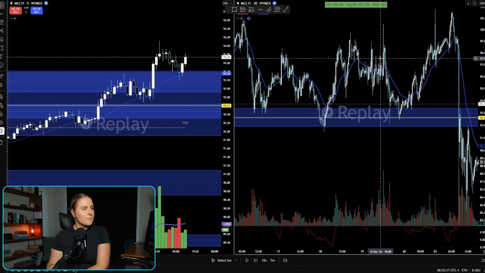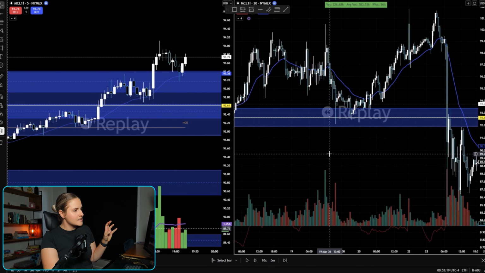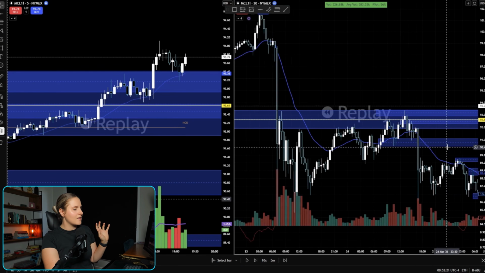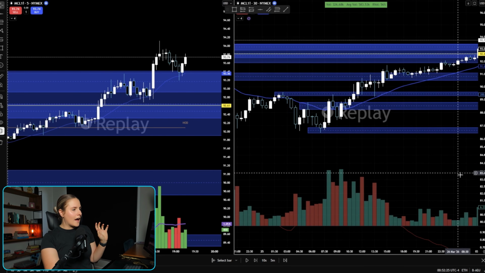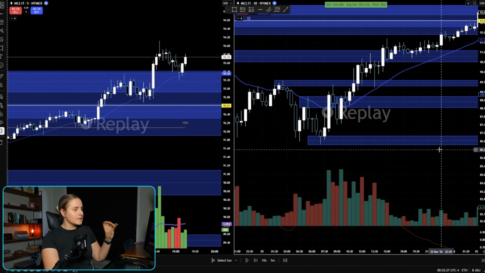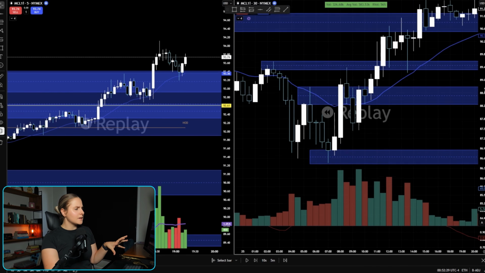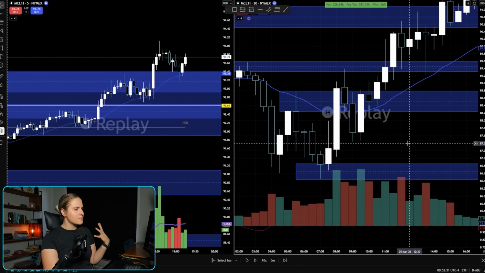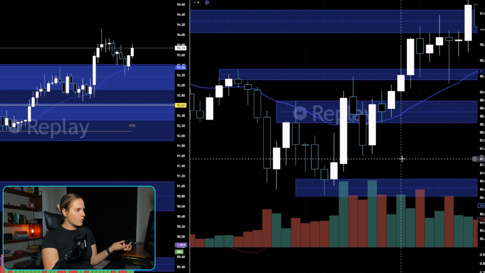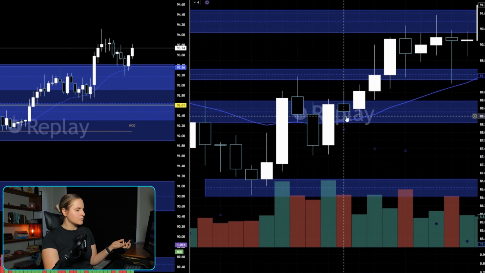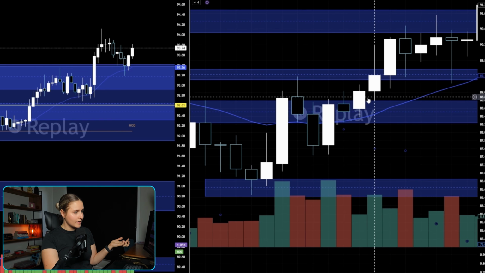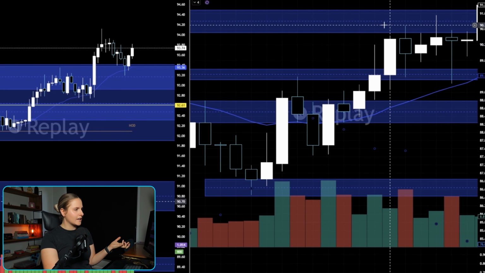For me, what I love about using wicks is it's not only about having my level as an area rather than a line, but I like it because it allows me to visually see where price is holding. For example, right here on this level, you could see, yeah, we broke past that level, but what happened here was we started to hold above the halfway point, which would show me bullish nature.